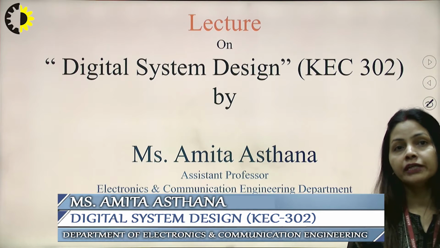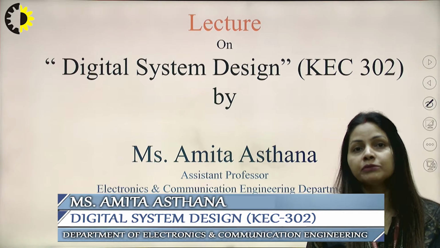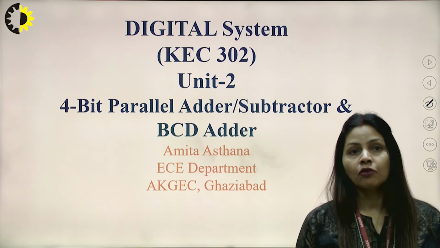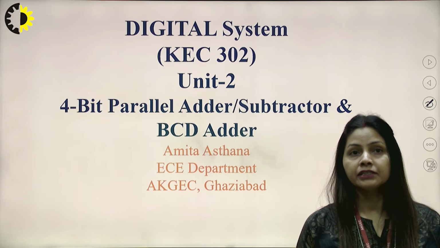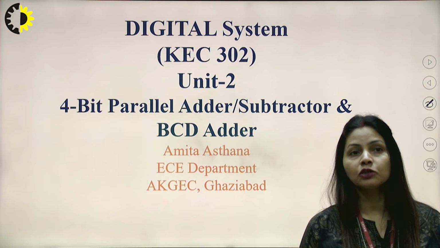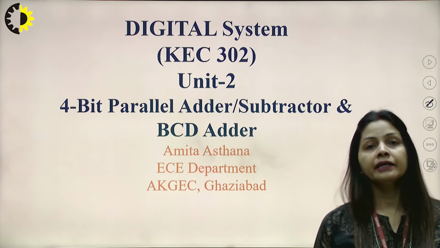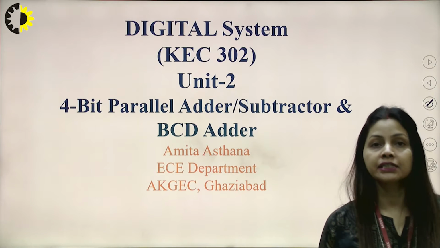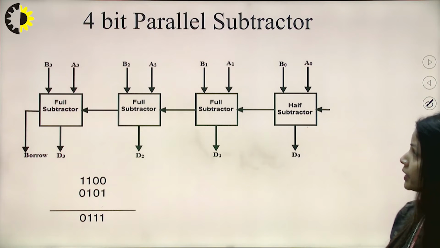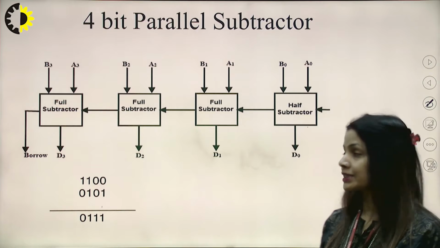In this video lecture, we will study the subject Digital System Design. The subject code is KC 302 for digital systems, and the topic would be the 4-bit parallel adder subtractor. One more topic we will discuss is the BCD adder. Right. So, we are going to discuss the 4-bit parallel subtractor.